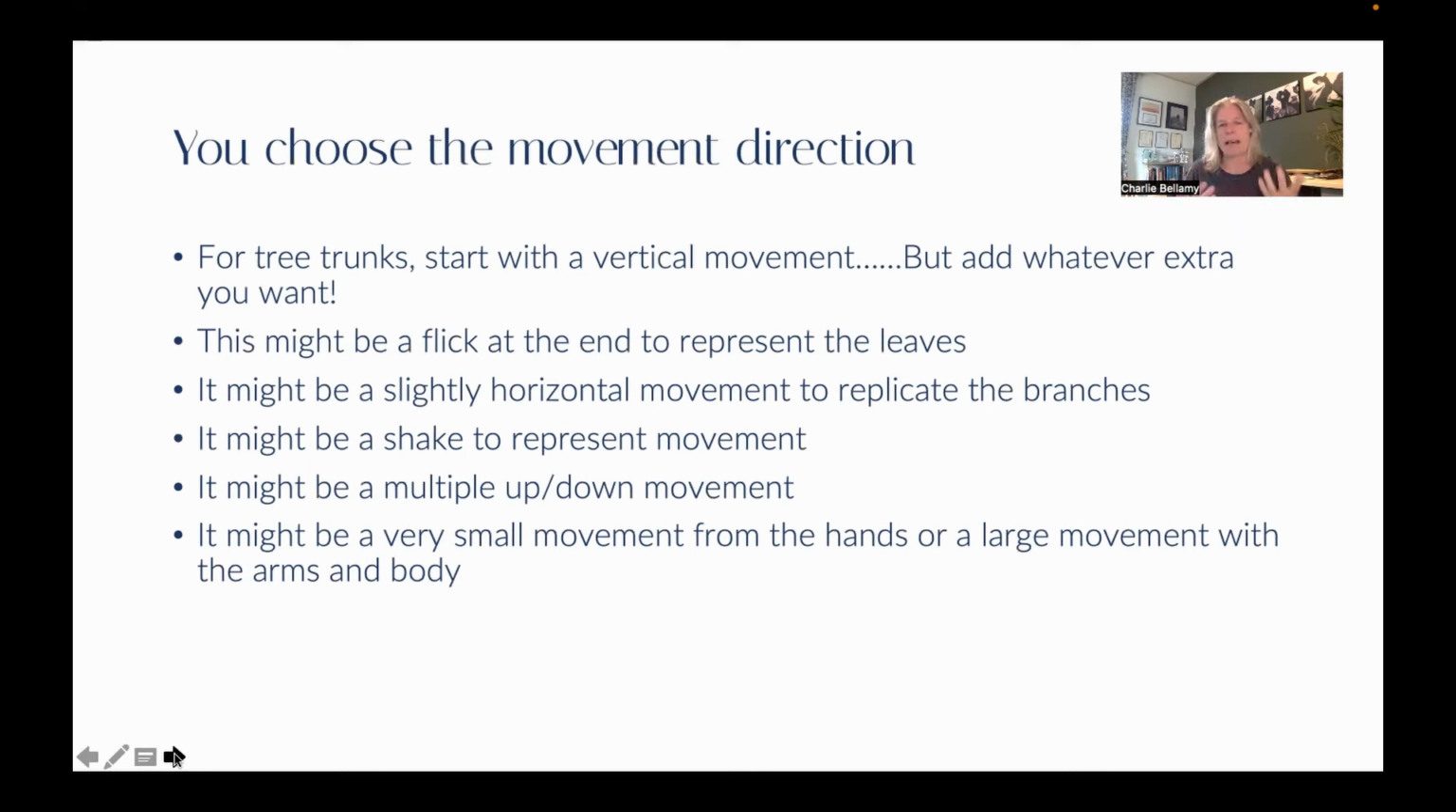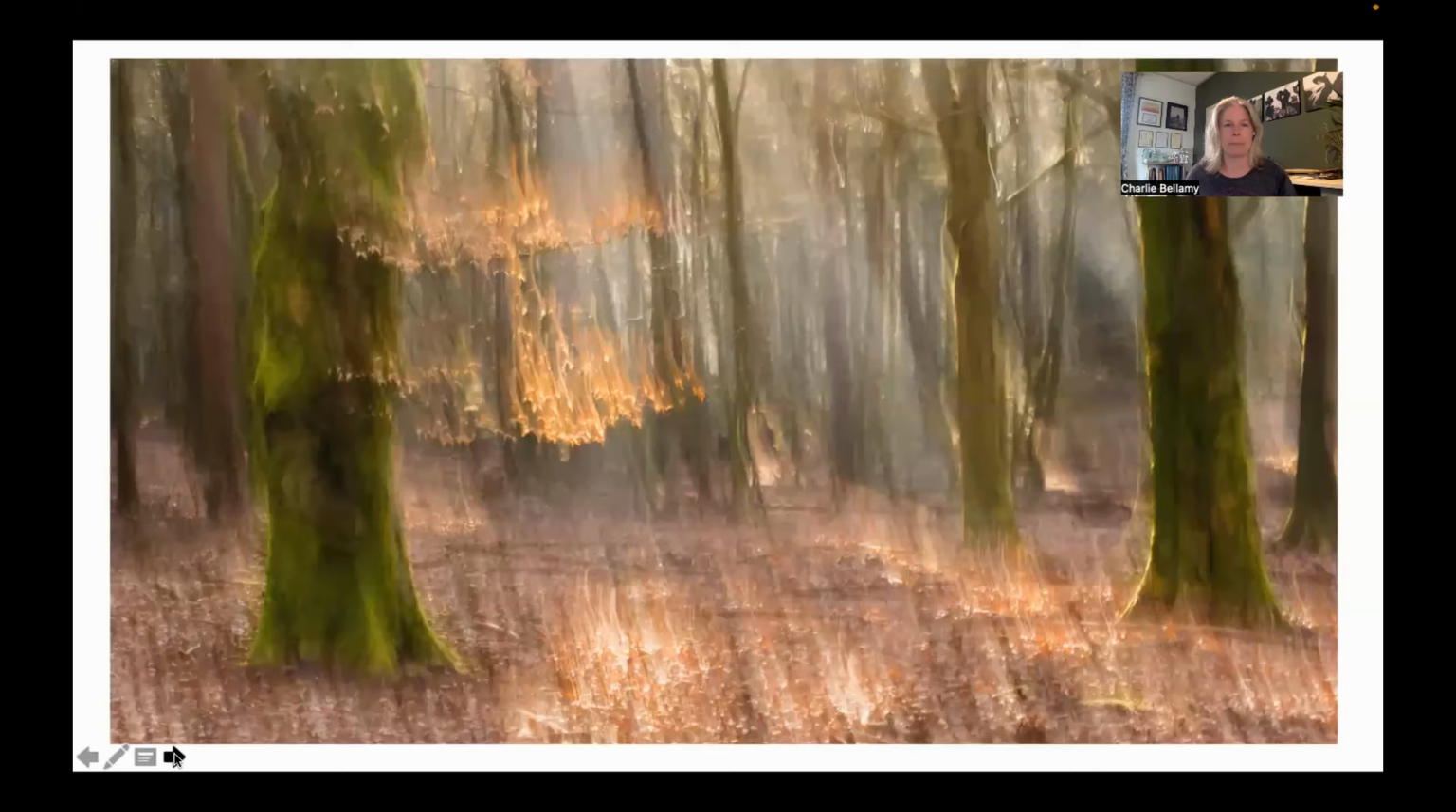If you want to add elements to this up-down movement, it might be a flick at the end to represent leaves. It might be a slightly horizontal movement if you feel the branches are stronger than the tree trunk. It might be a shake to represent the movement in the leaves, or a multiple up-down movement, or a very small movement from the hand or a large movement from the arms and the body. It really is your choice as to what you want to interpret from the scene in front of you.